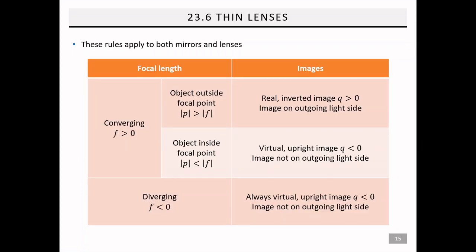Here is a table that summarizes the rules for lenses. And I've actually adjusted the wording on the table so that all of these rules apply to both mirrors and lenses. So for example, if you have a converging mirror or lens, in this case, F would be greater than 0, and you have an object that is between the focal point and the mirror or lens, then the image will be virtual, the image will be upright, and you'll have Q, the image distance, is less than 0. So that means Q is a negative number, and this tells you that the image is not on the outgoing light side.